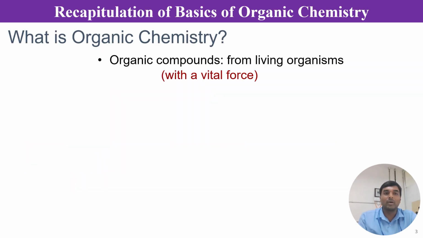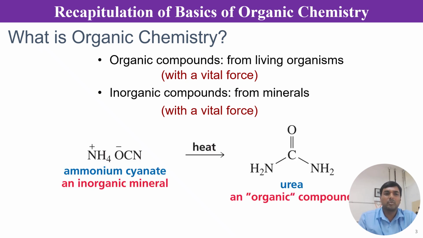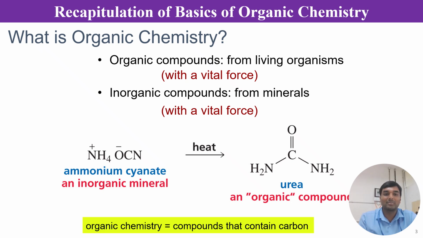So, what is organic chemistry? Basically, organic compounds come from living organisms, whereas inorganic compounds come from minerals. For example, ammonium cyanide is an inorganic mineral, but if you heat it, you will get urea. That's an organic compound. So generally, we consider organic chemistry to be carbon chemistry.